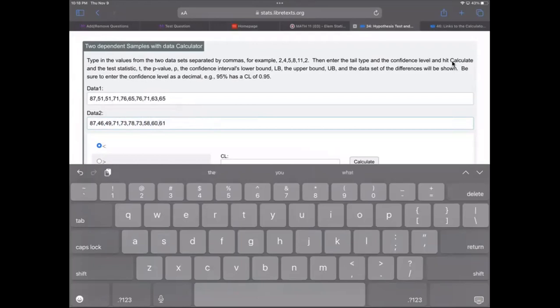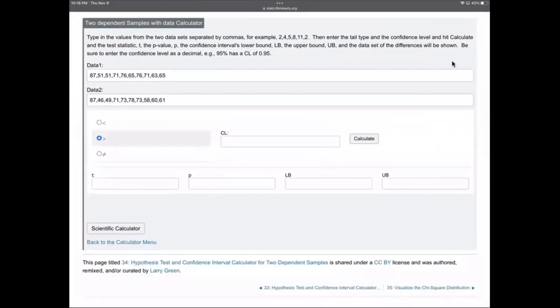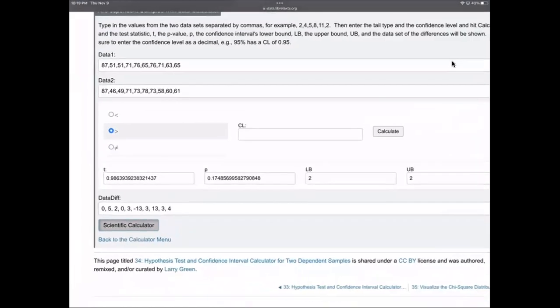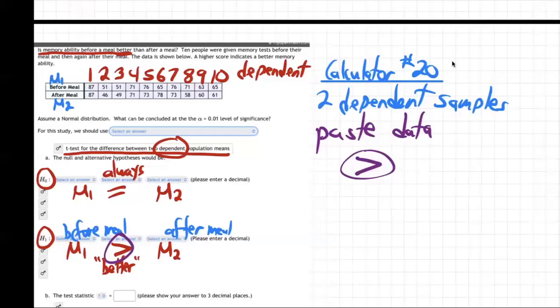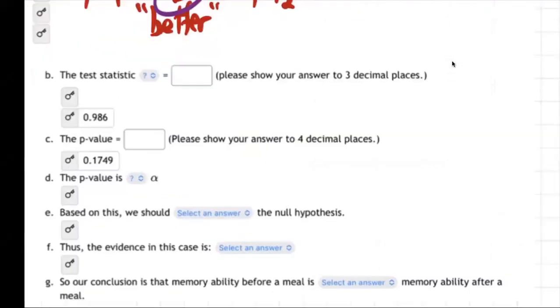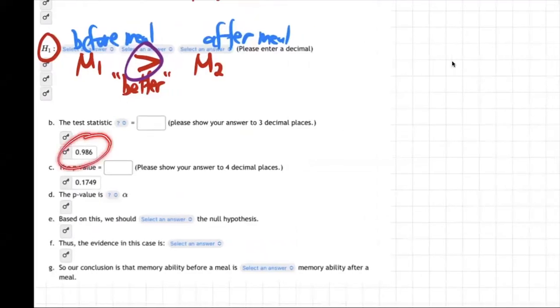All right. And then choose the right radio button, greater. Ours was greater. See these radio buttons over here? I'm choosing greater and then calculate. And there we got a T and a P. See that T value 0.986, and the P is 0.1748. So let's go back, and there they are, 0.986, 0.1749, same thing, close enough. So we've got a P value and a test statistic.